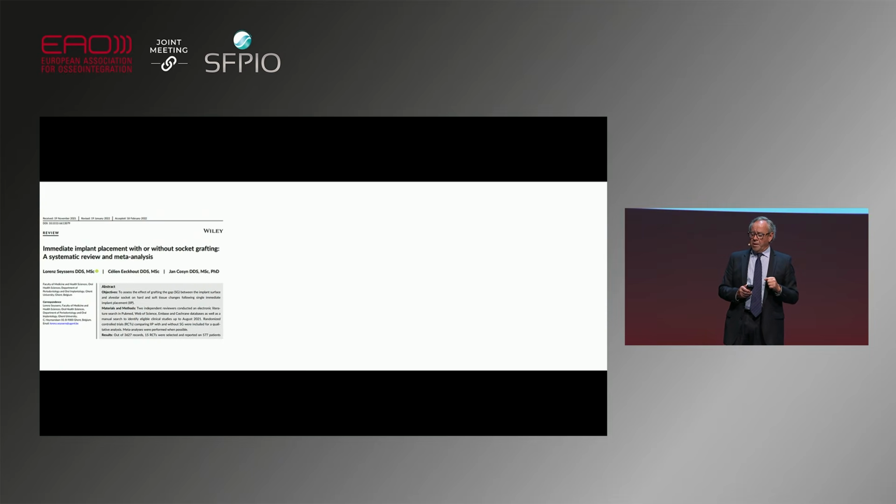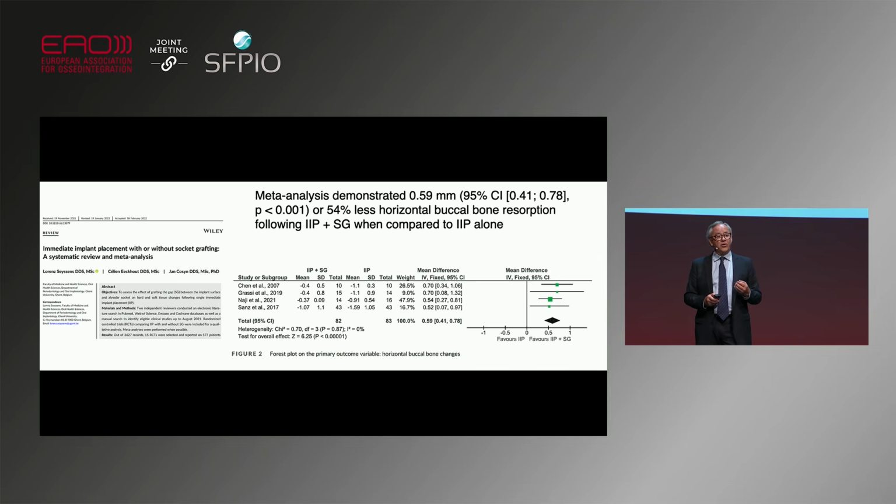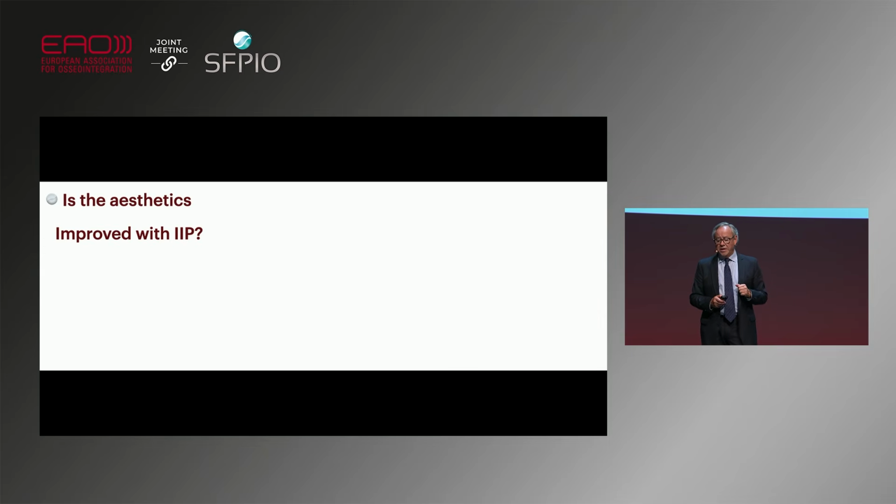And clearly, probably the group that has worked more extensively in trying to answer some of these questions is the group of our chairman, Jan Cosyn. He's done beautiful work, and this is one of the systematic reviews that they did, and basically was trying to answer this question. What is the difference between grafting the gap or non-grafting the gap? And you see there are not too many studies, basically 4 studies, but still, they all go in the same direction. There is a significant added value with grafting, and therefore, this is something that we need to take into account whenever we place an immediate implant.